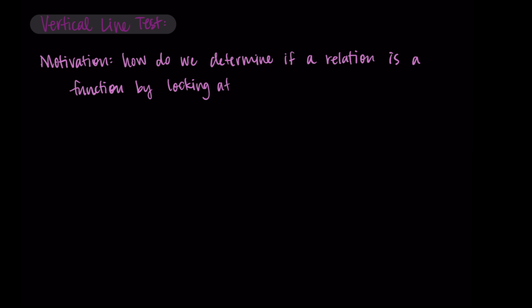So our motivation here is prompted by the following question. How do we determine if a relation is a function by looking at its graph? We're able to do this with tables by looking at all of the inputs and making sure they only have one output, but how do we do this graphically?